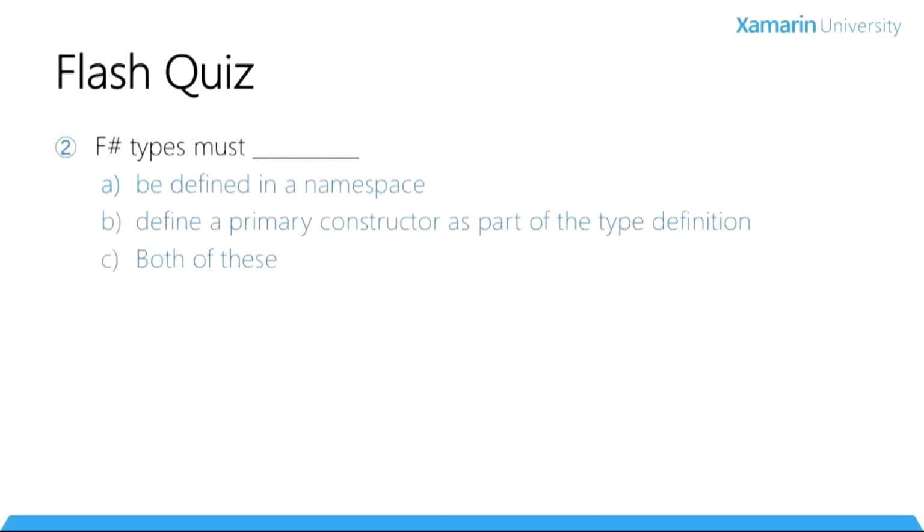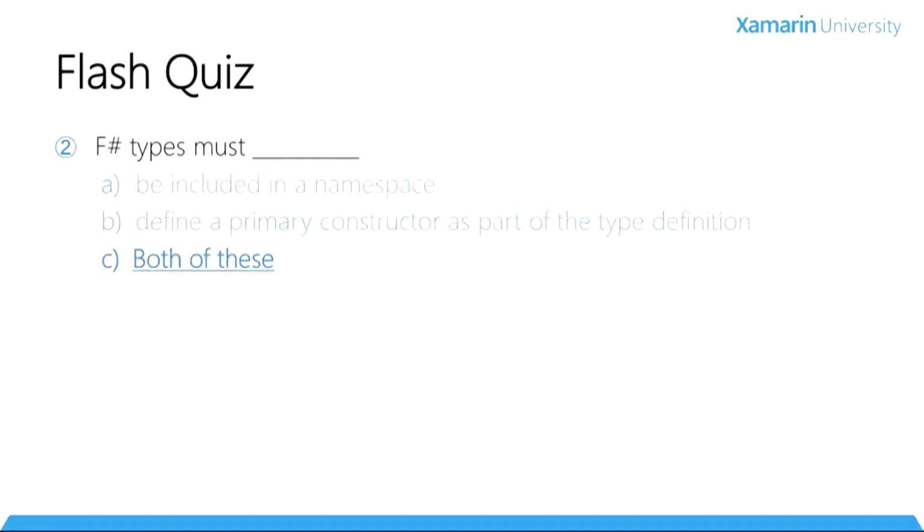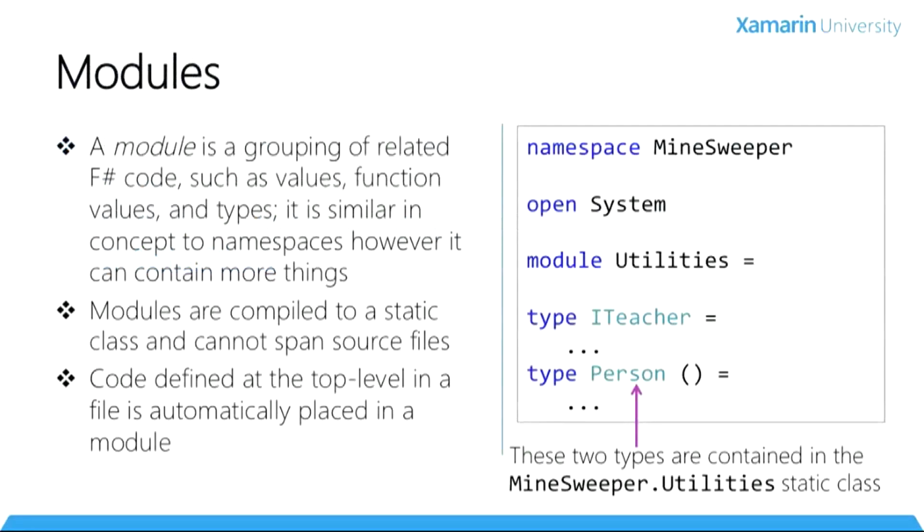Question 2. F# types must A. Be defined in a namespace, B. Define a primary constructor as part of the type definition, or C. Both of these. And the answer is C. Both of these.